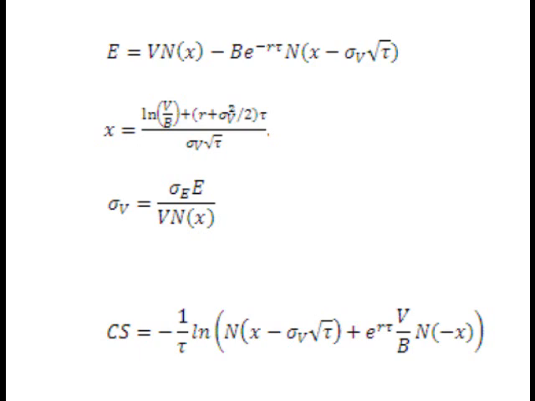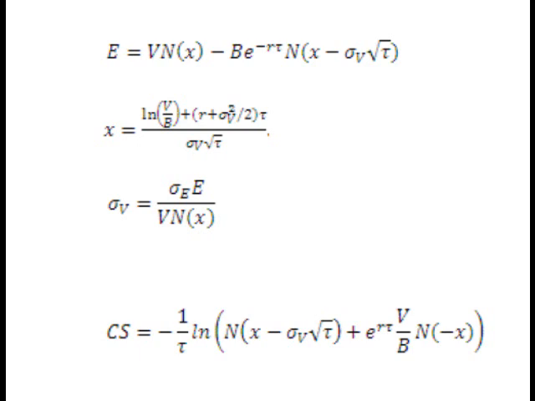Within the Merton model, the equity of a firm is considered a call option on its asset, and it is expressed through an equation, where E denotes the equity of the firm, V is the firm's asset, sigma V is the asset volatility, B is the notional amount of the debt, R is the risk-free interest rate.